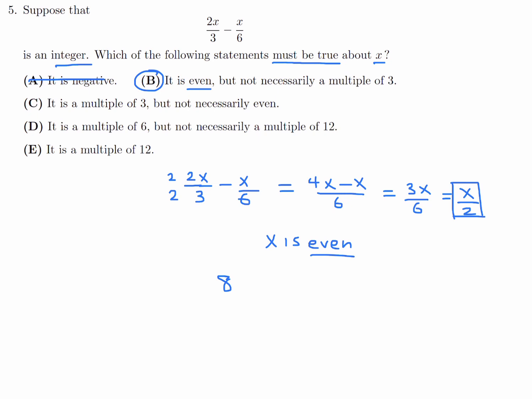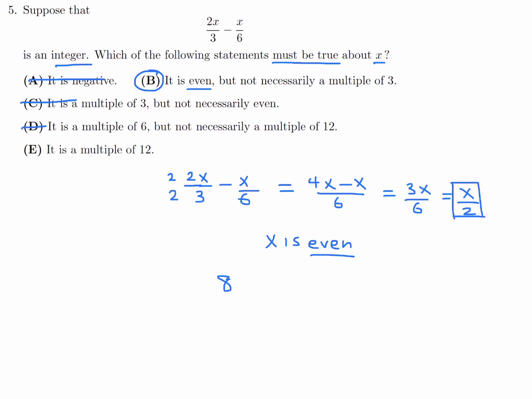No, it has to be even. So that's not correct. It is a multiple of 6. Yeah, it doesn't have to be. See, they're saying something that must be true. It could be a multiple of 6, but it doesn't have to be. Because as I gave earlier an example of 8 for x, 8 works, but 8's not a multiple of 6.